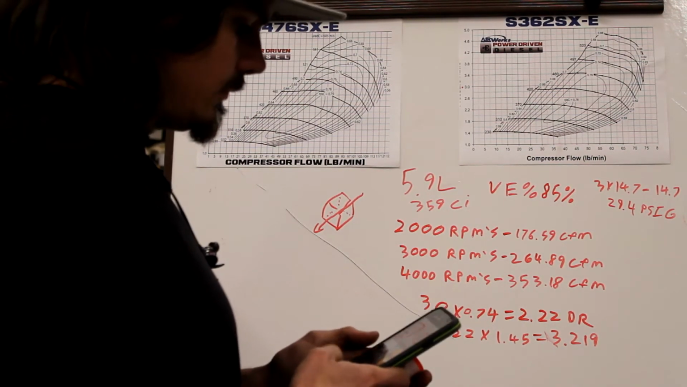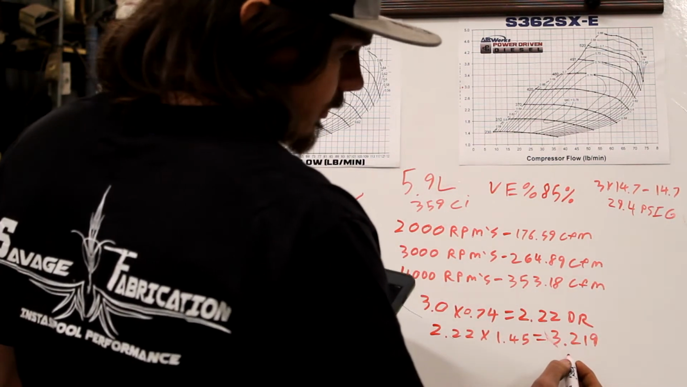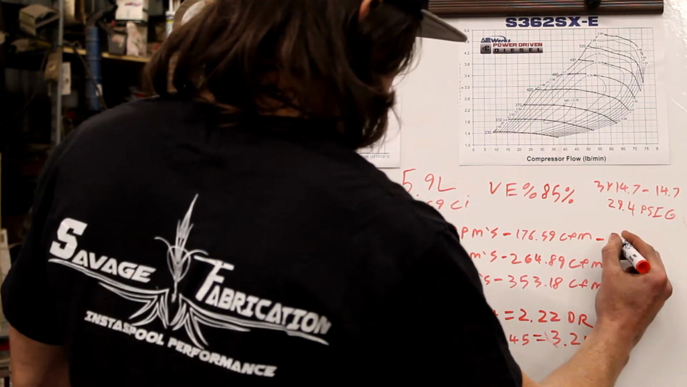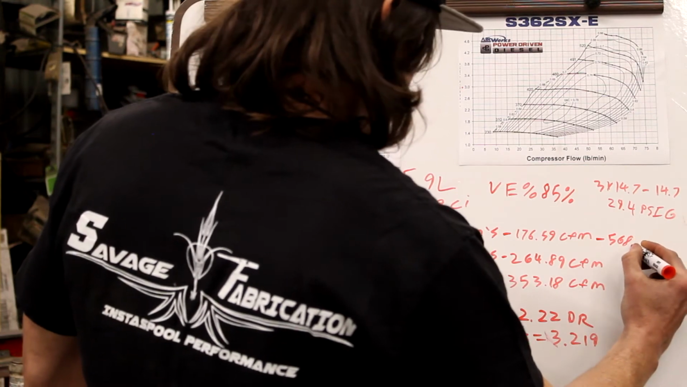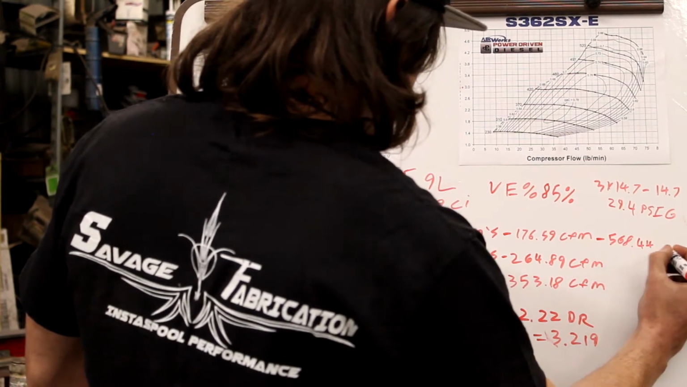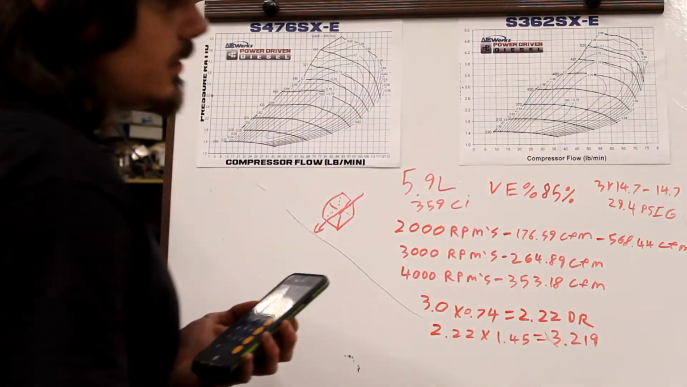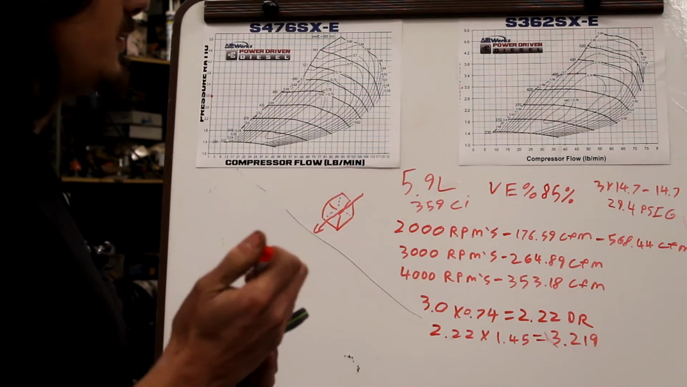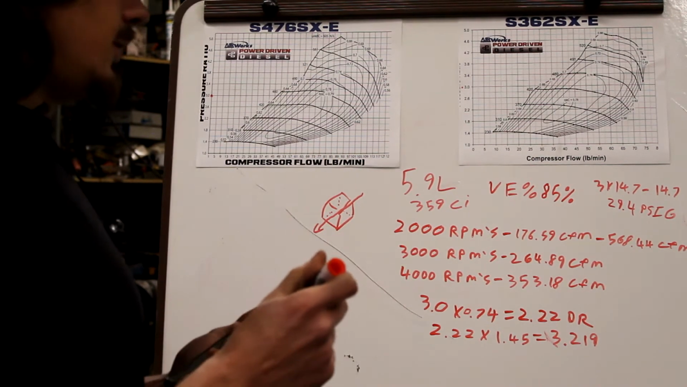176.59. So at 2,000 RPMs and a 3.219 density ratio, we have a total CFM flow of 568.44 CFM. Now, this is the really important part, and there's two really important parts that I think get missed pretty often.